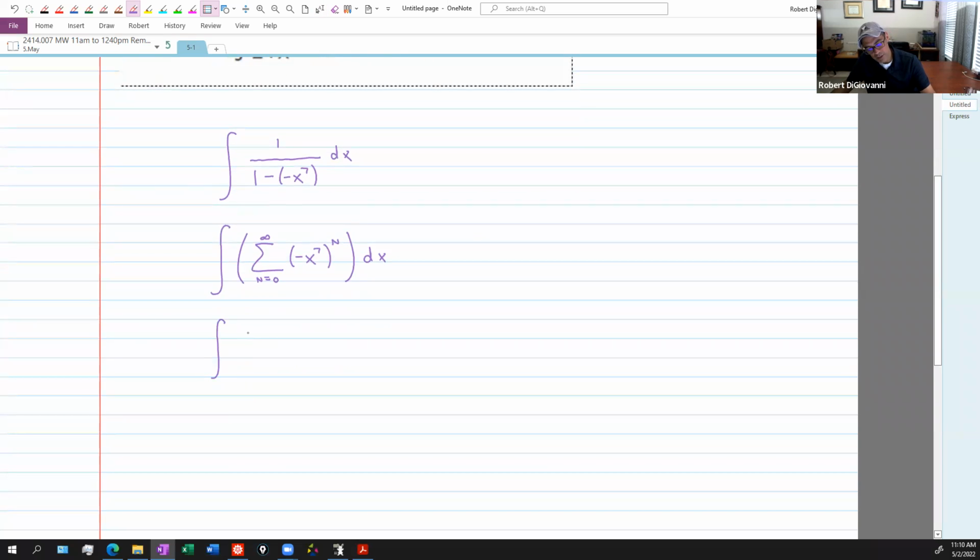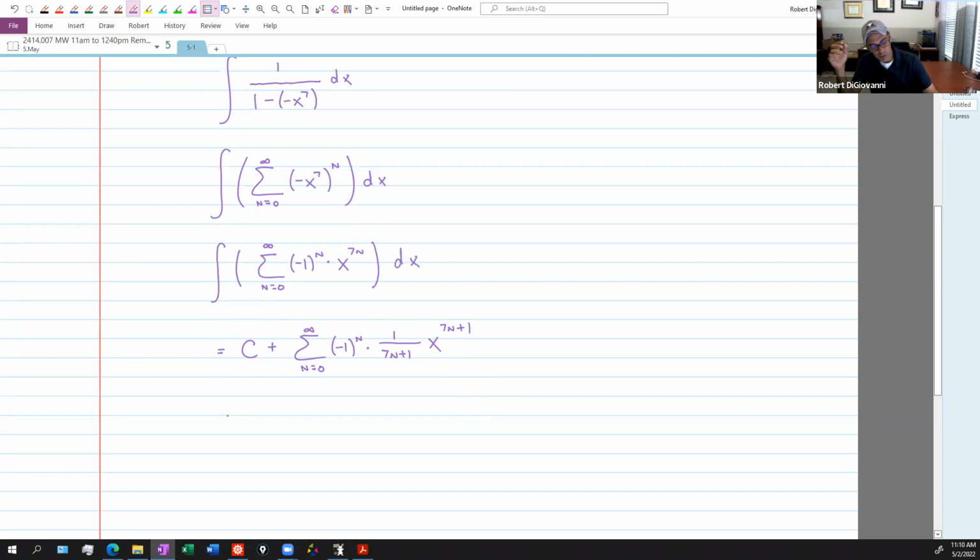Again, I'm going to split the negative 1 off the front, negative 1 to the n, and then I'll have x to the 7n dx. So I want the antiderivative of that. So c plus sum n equals 0 to infinity, keep the index at 0, negative 1 to the n doesn't get impacted, and then power rule. There we go.